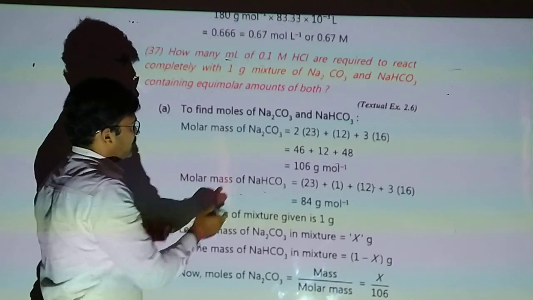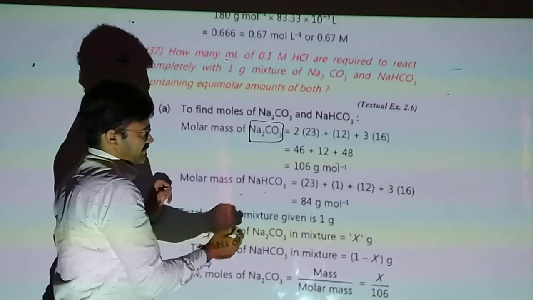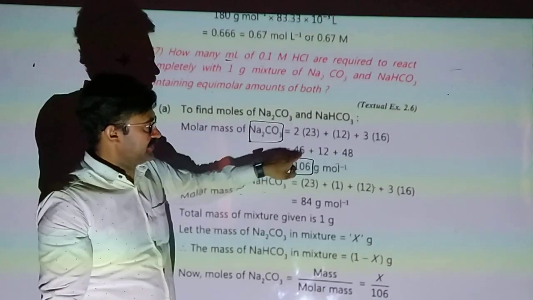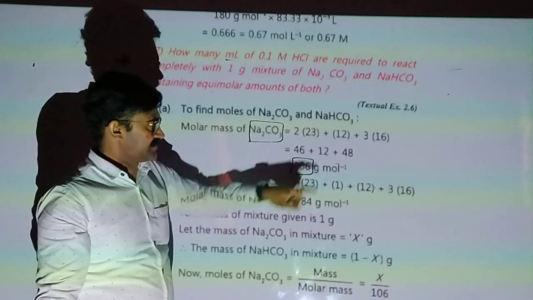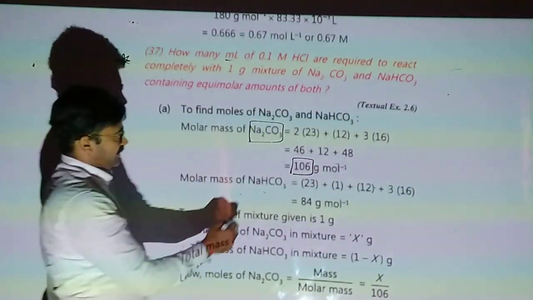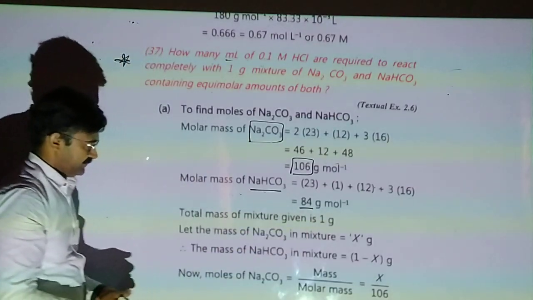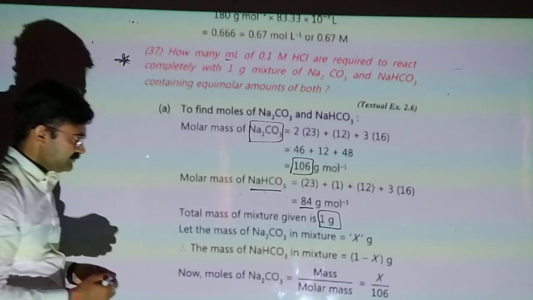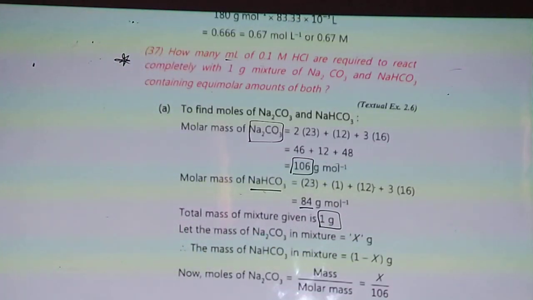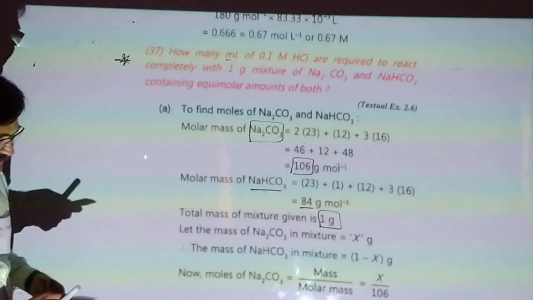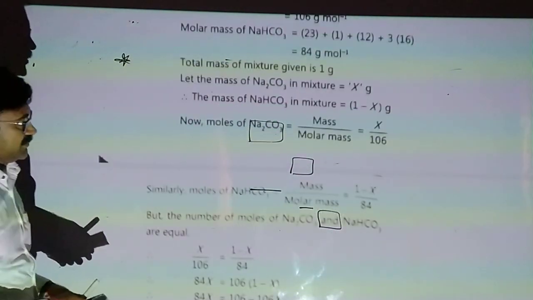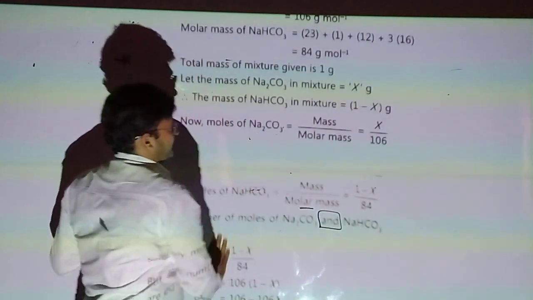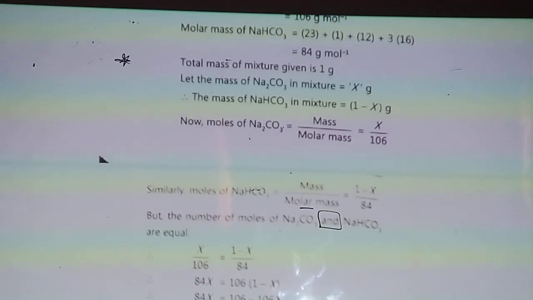First of all, molar mass of Na2CO3 is 106: 2 sodium 23, 46; 1 carbon 12; 16 times 3, 48; 106. Molar mass of sodium bicarbonate 84. Total mass of mixture is 1 gram. So let the mass of Na2CO3 be x gram. Total is 1 gram, in it Na2CO3 assumed x gram. So NaHCO3 is 1 minus x, right? Yes sir.